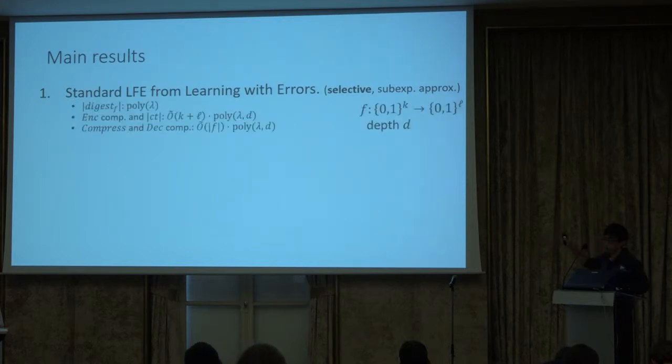And if you like parameters, those are the parameters if you want to read. But pretty much what's important here is that the only blow-up in the encryption and the ciphertext size only depends polynomially on the depth of the circuit. So if the circuit that Alice wants to compute has some depth d, everything only depends polynomially on the depth and not on the size. So if the circuit is really wide, we can gain a lot.